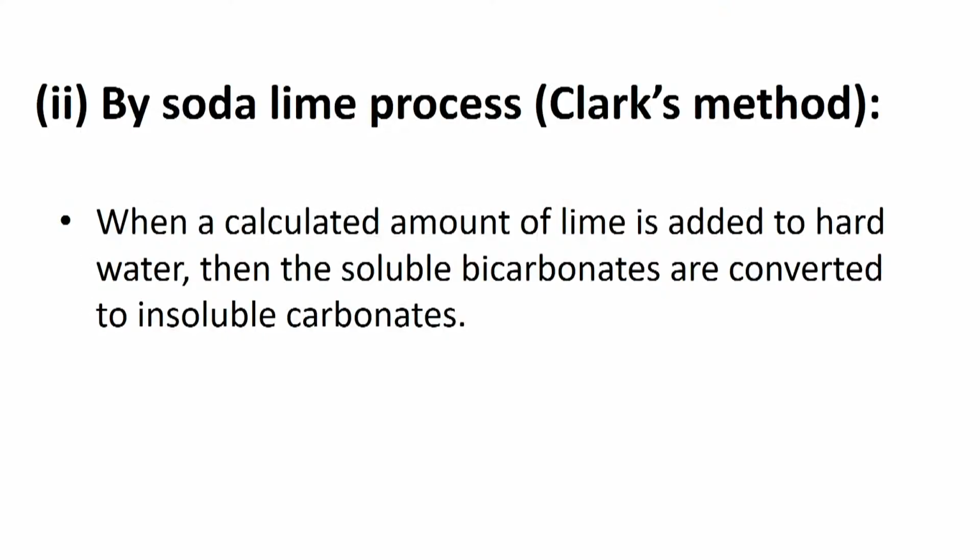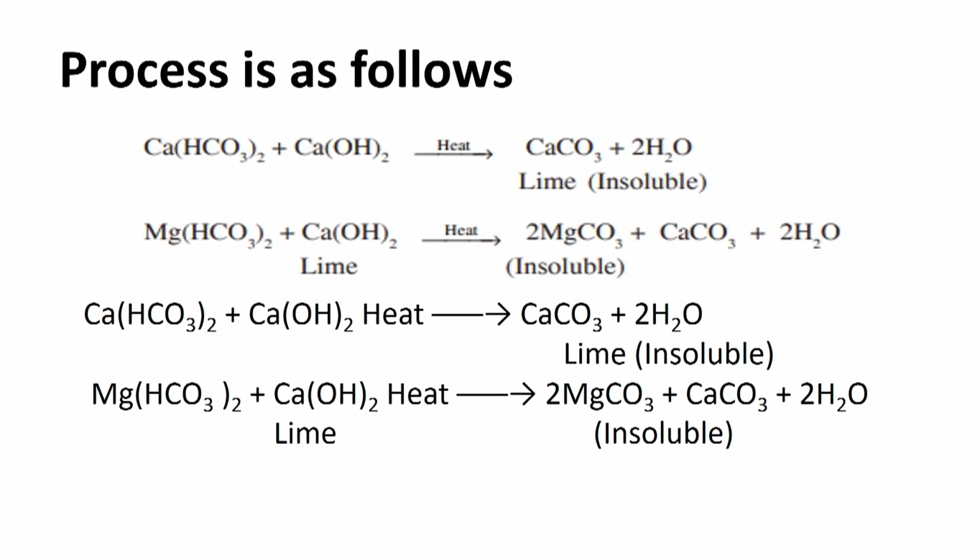The second method is the soda lime process, also known as the Clark method. When a calculated amount of lime is added to hard water, the soluble bicarbonates are converted into insoluble carbonates. Calcium bicarbonate is treated with calcium hydroxide. When we heat it, insoluble calcium carbonate is precipitated and water is formed. The same happens with magnesium bicarbonate and lime. When we heat it, insoluble magnesium carbonate is precipitated, calcium carbonate is also precipitated, and water is formed.